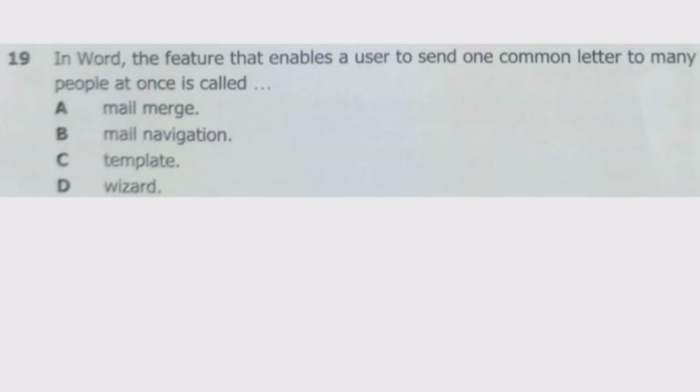Question 19 is as follows. In Word, the feature that enables a user to send one common letter to many people at once is called A, Mail merge. B, Mail navigation. C, Template. D, Wizard. The correct answer is A, mail merge.